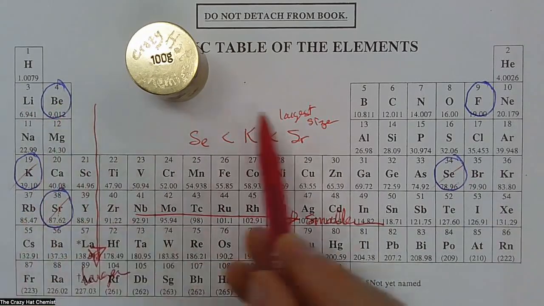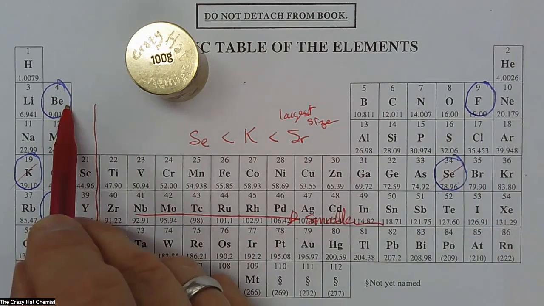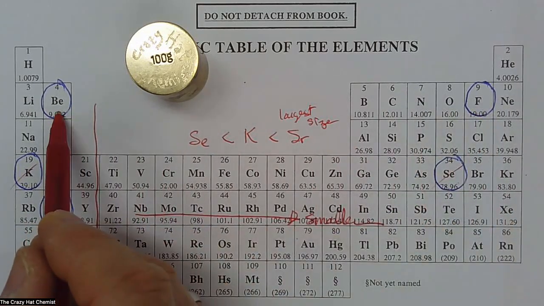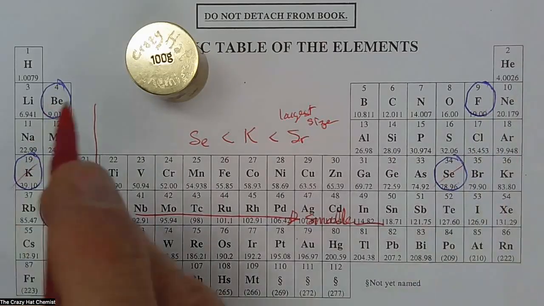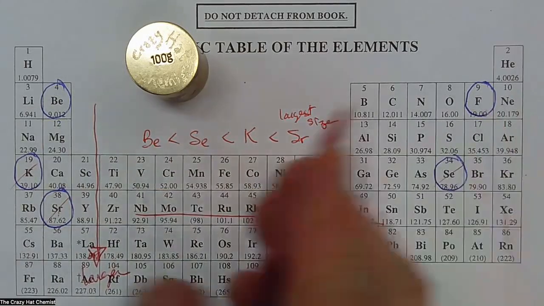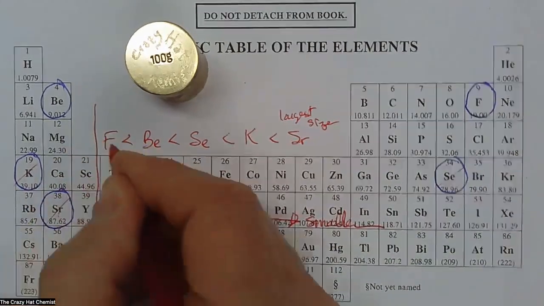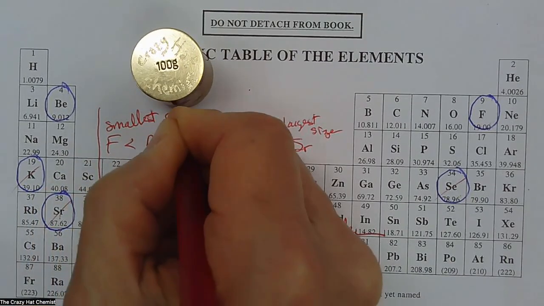Now we've got beryllium and fluorine. Of these two, which one is largest? Well, the one that's furthest to the left. Or which one is the smallest? The one that's furthest to the right. So beryllium would be our next one in terms of size, and fluorine is our smallest in size.